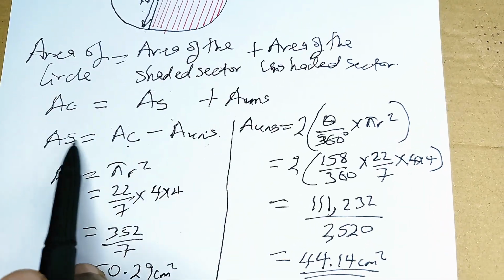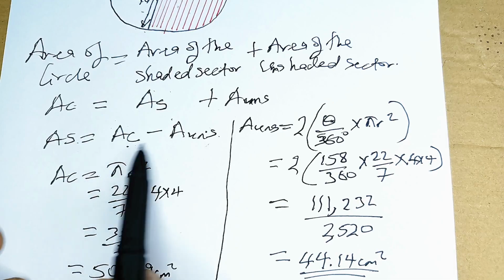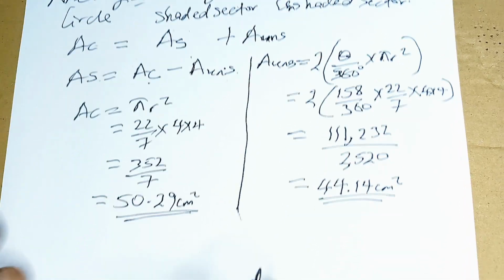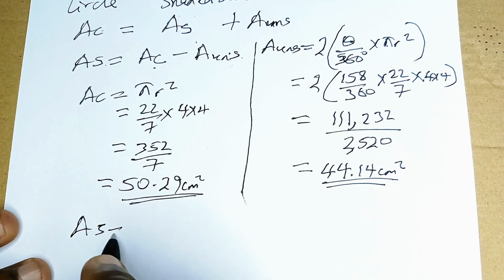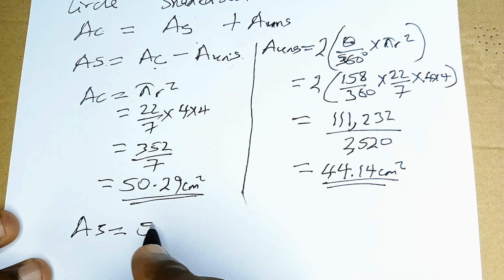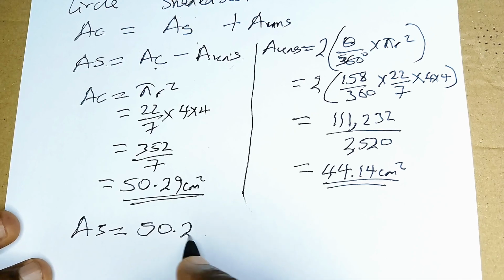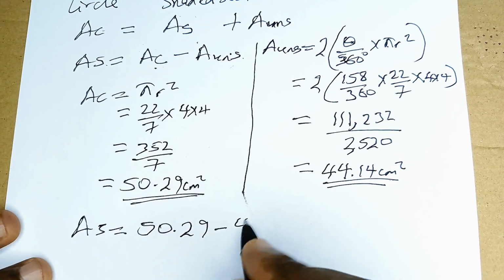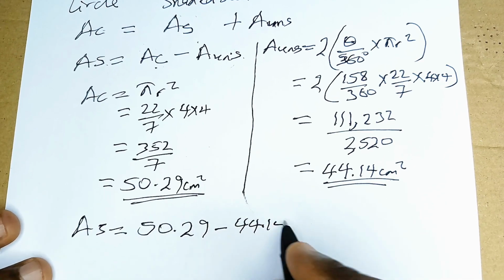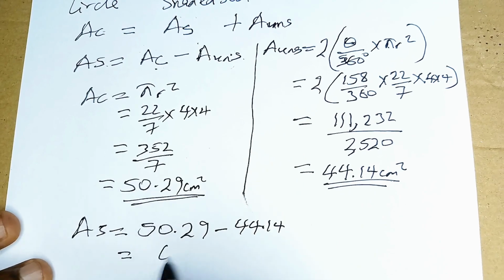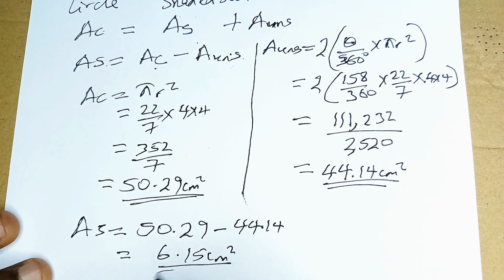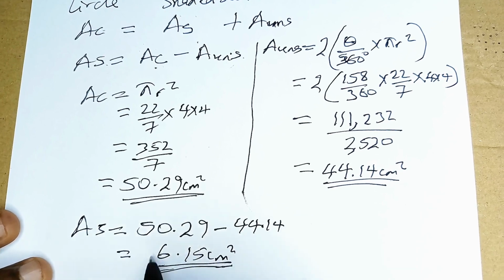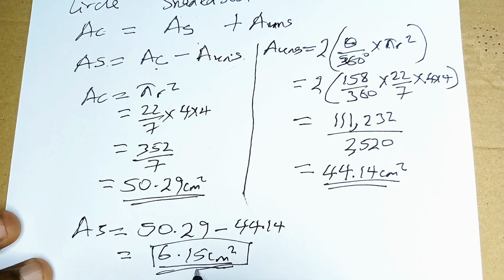The area of the shaded portion will be the area of the circle minus the area of unshaded. So the area of the shaded portion will be 50.29 minus 44.14. This gives us 6.15 centimeters squared. That's the first method of calculating this.